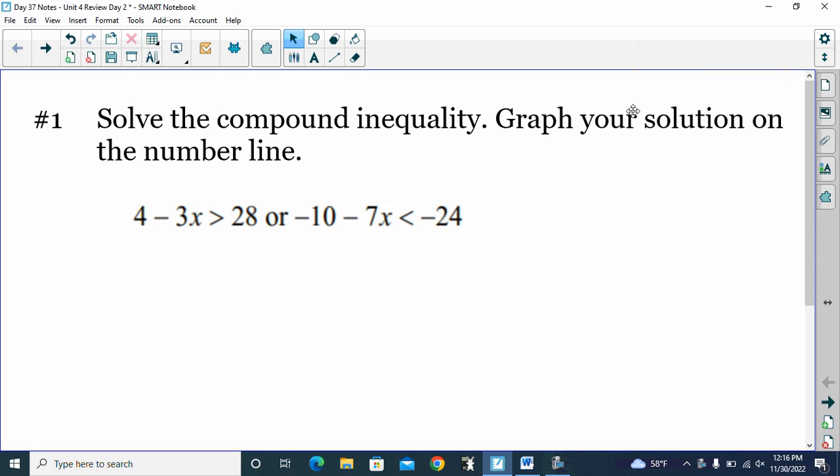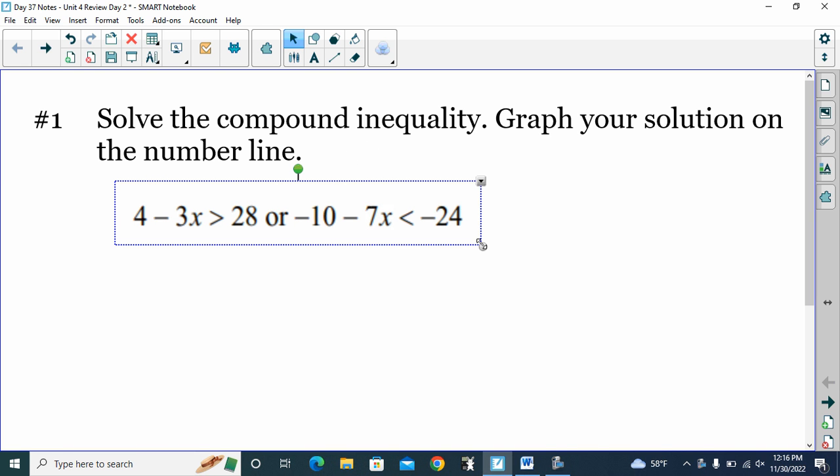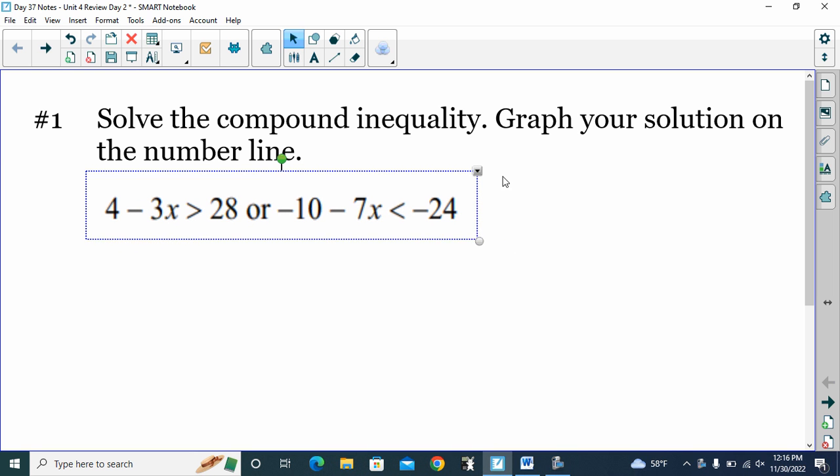Day 2 of review of Unit 4. Reminder that next class we will be taking our quiz on Unit 4. These first several problems all ask us to solve a compound inequality, and then we are asked to graph our solution on the number line. We reviewed last class how to graph a compound inequality. We will continue working on that today as well as solving.